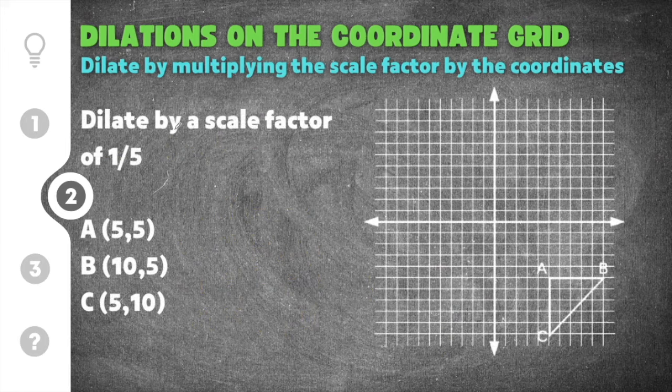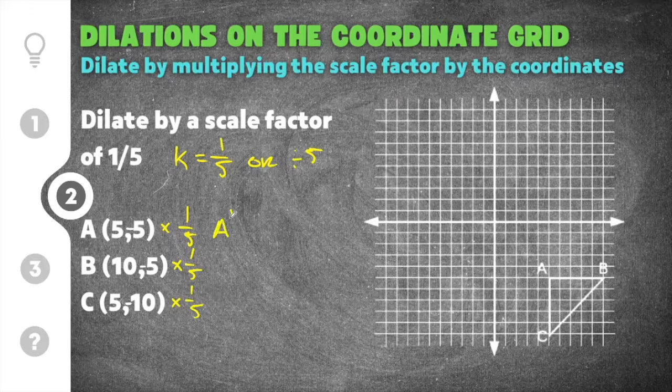This problem says to dilate by a scale factor of 1/5. This means our scale factor is 1/5. To get our new coordinates, we're going to multiply the x and y coordinates in A, B, and C by 1/5. So we're going to multiply all of these times 1/5 because 1/5 is our scale factor.